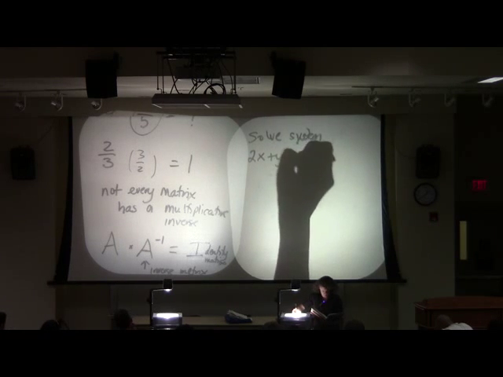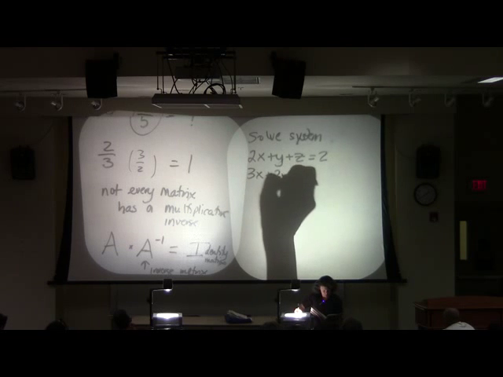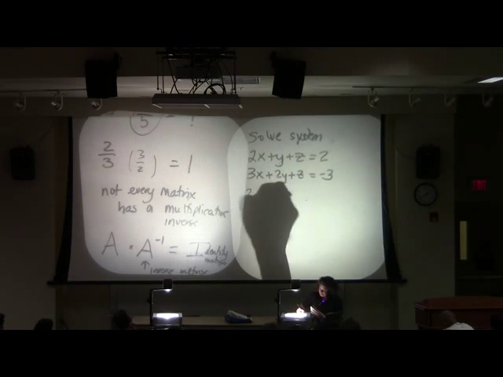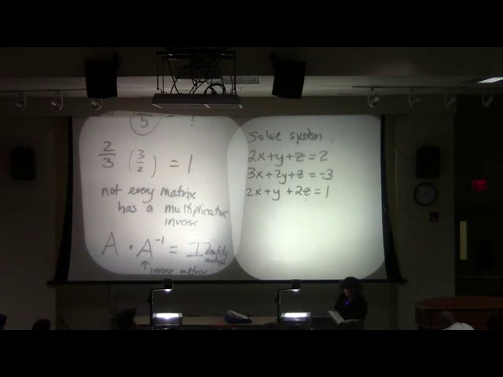2x plus y plus z equals 2. 3x plus 2y plus z is negative 3. And 2x plus y plus 2z is 1.